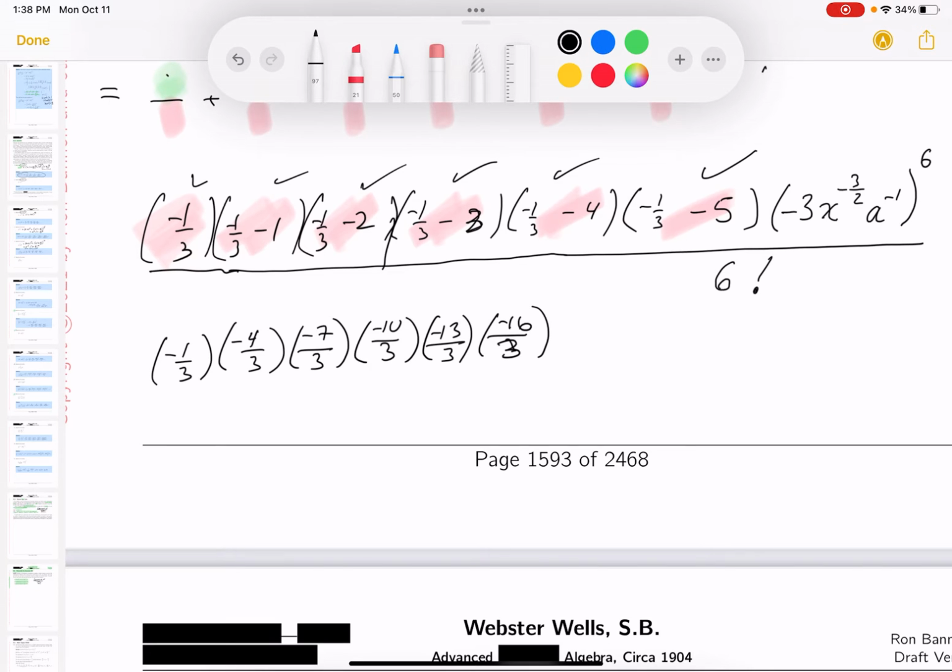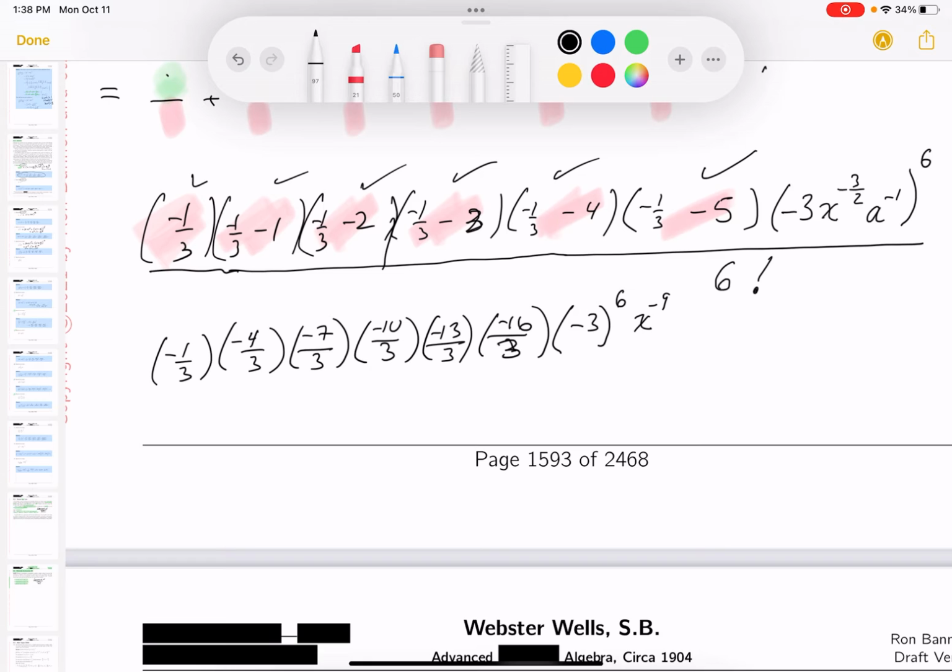And what do you get over here? I'll write it down for you. It's minus 3 to the 6th power. It's going to be x. Let's be very careful about this. That's going to be minus 9.